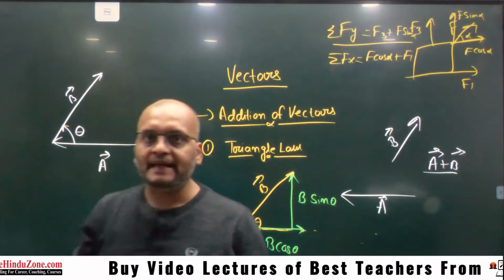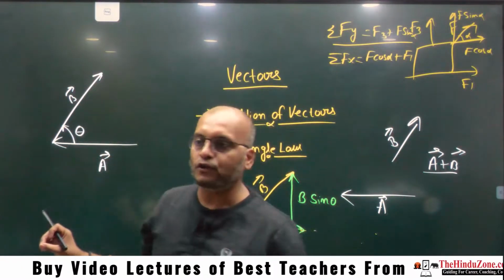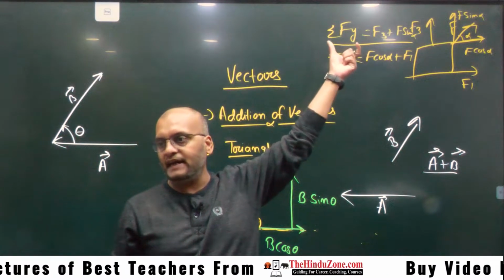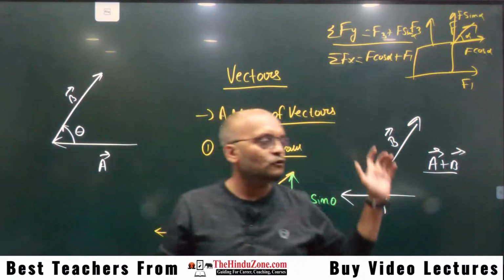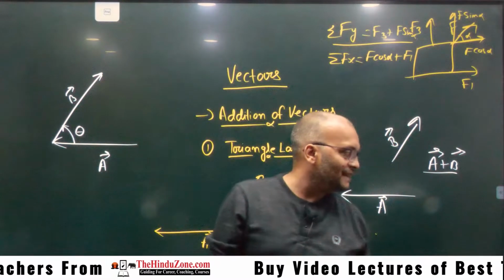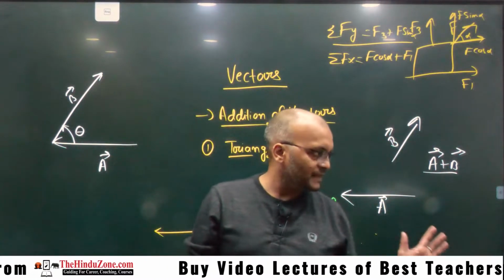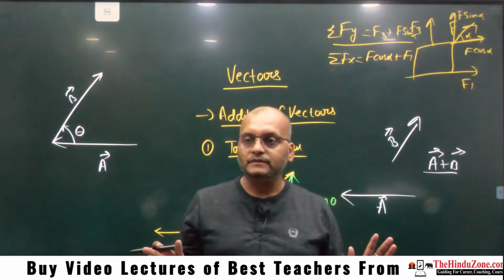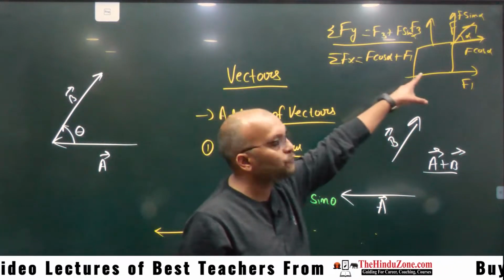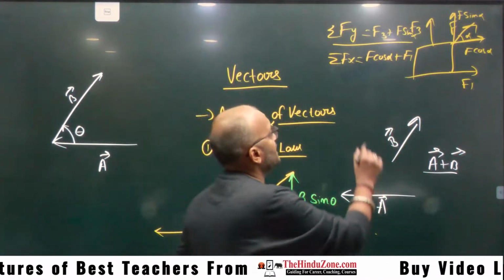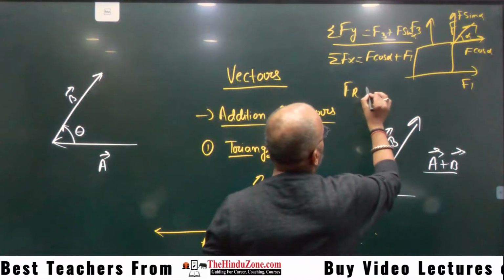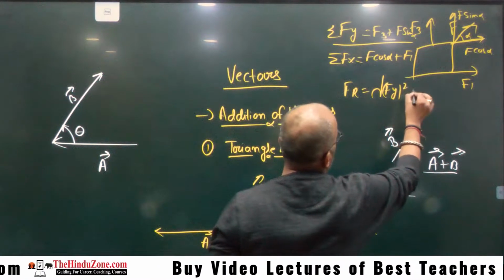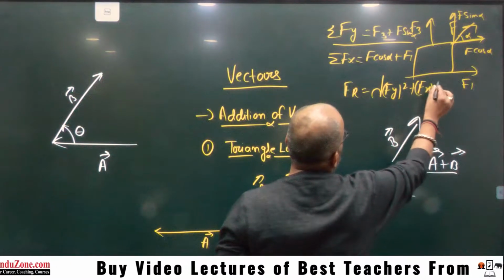I am taking all the forces acting along the horizontal axis separately and all the forces acting along the vertical axis separately. Everyone knows this? Yes, sir. So how to find the resultant force on this block? Resultant Fr will be under the root of Fy whole square plus Fx whole square.